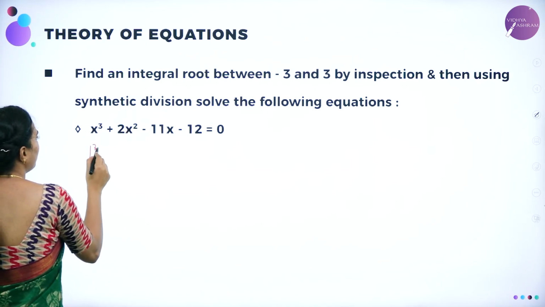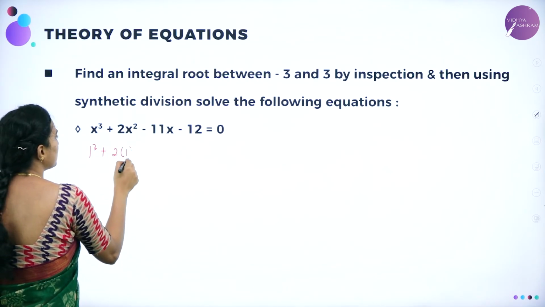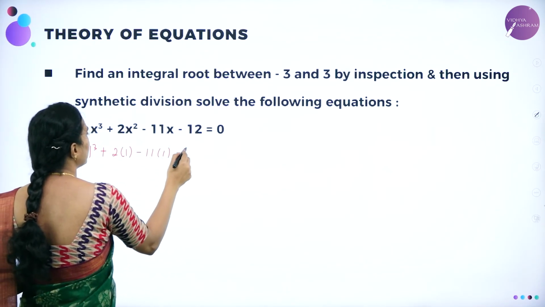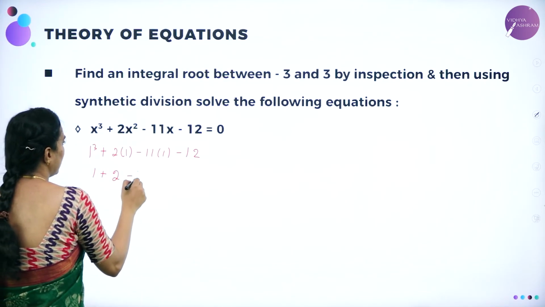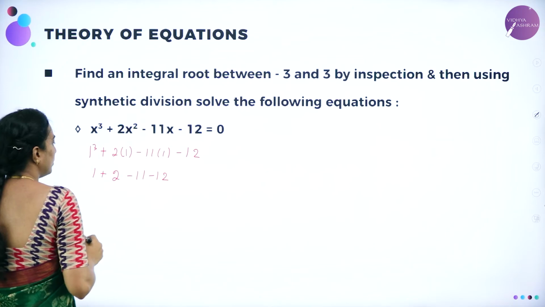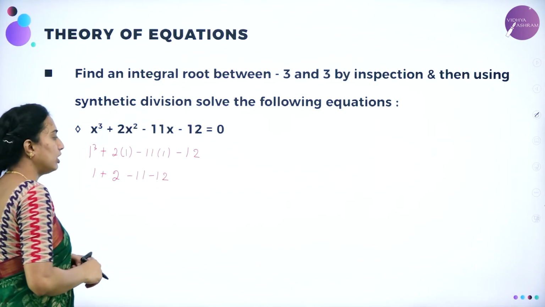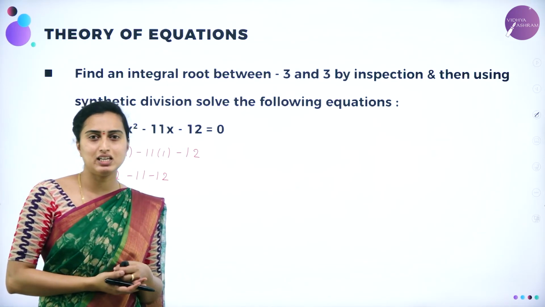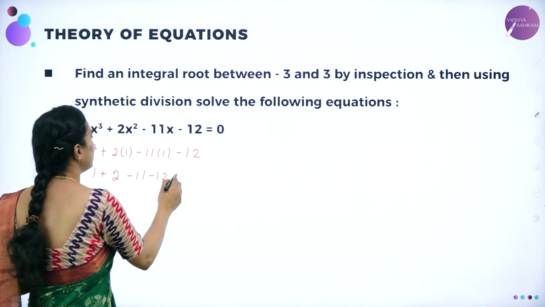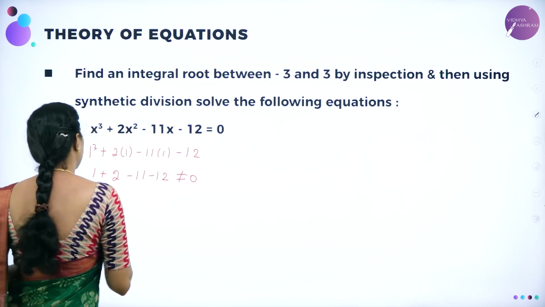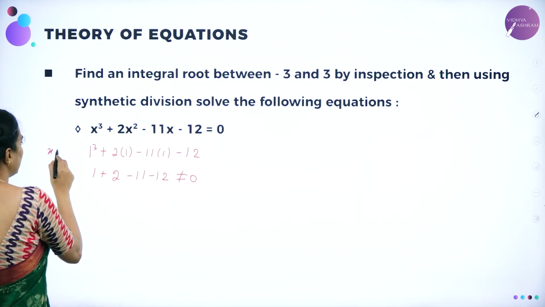So 1 cube plus 2 into 1 squared is 1, minus 11 into 1, minus 12. Now which is 1 plus 2 minus 11 minus 12. Now you are getting 1 plus 2 is nothing but 3, minus 12 plus 3 is nothing but minus 9, minus 11, never equal to 0. So x equals 1 is not a root.